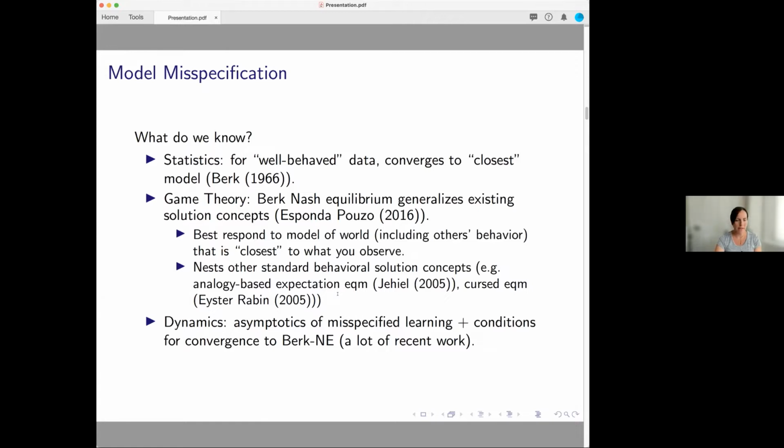And then lastly, a recent literature in economics, including my work and other work by Mira Frick, Yuichi Yamamoto, Esponda, Pouzo, and many other people. I didn't put all the citations because there are a lot of recent papers that look at the asymptotics of misspecified learning and conditions for convergence to Berk-Nash equilibrium. So this has been a relatively active area of research within economics, especially more recently.